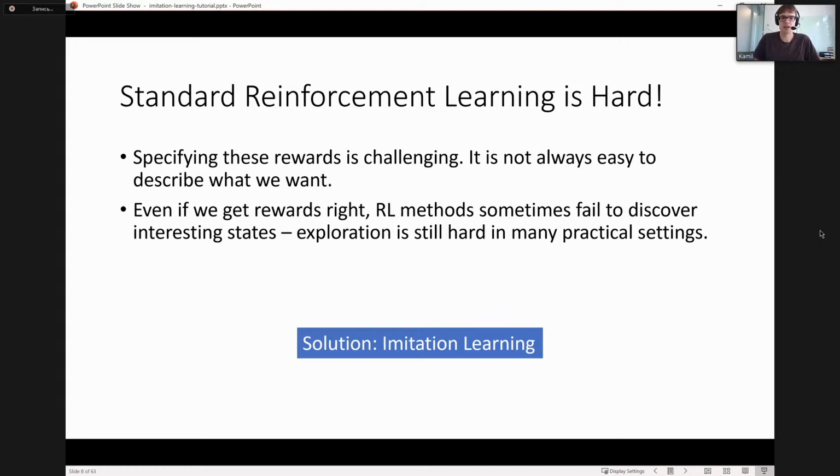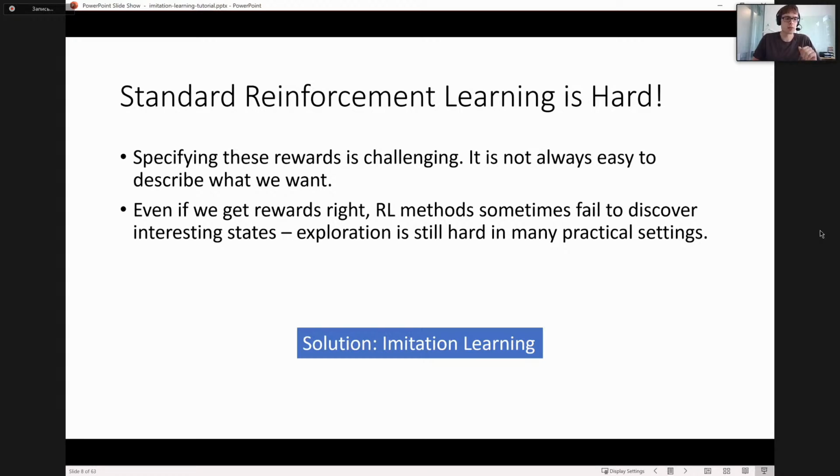So in many practical problems, it's much easier to provide a demonstration. And moreover, there's a second problem with standard reinforcement learning. Even if somehow we know what the right reward is for our setting, reinforcement learning sometimes just fails to discover the interesting states. There's this problem in reinforcement learning which is called exploration. And there's been huge amounts of progress in exploration, and reinforcement learning methods are getting better and better. But exploration in many practical settings is still very hard.